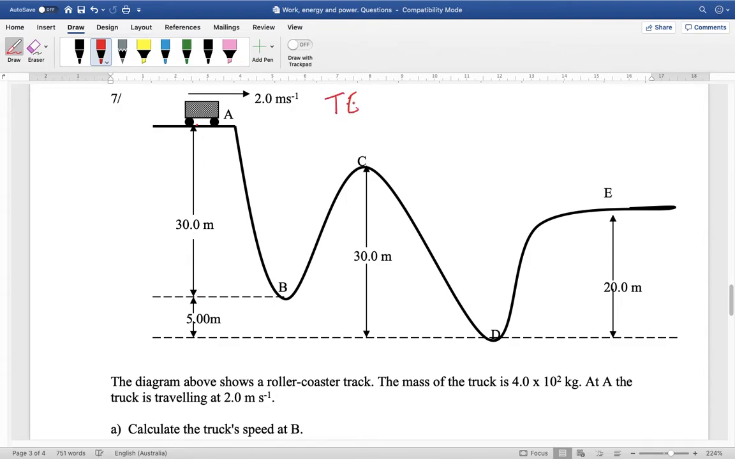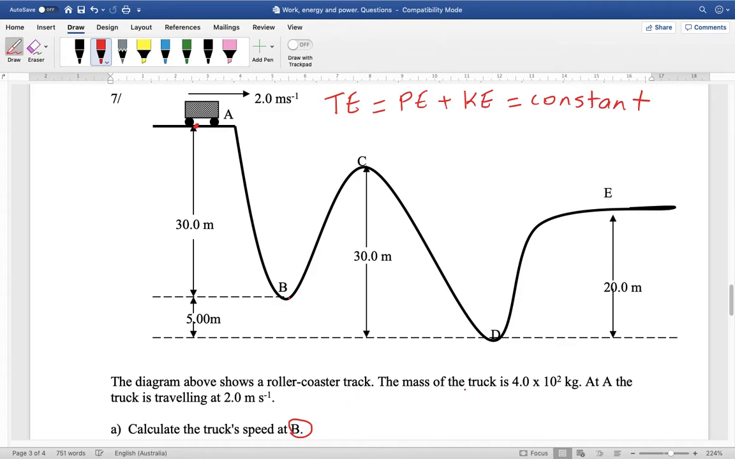So the whole idea is total energy, which is potential plus kinetic at any point, is going to be constant, which means if I calculate the potential energy at A and the kinetic energy at A, that's going to be the sum of potential and kinetic at B. So let's calculate this total energy first. We want to find the truck's speed at B.